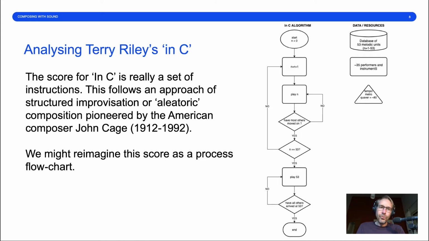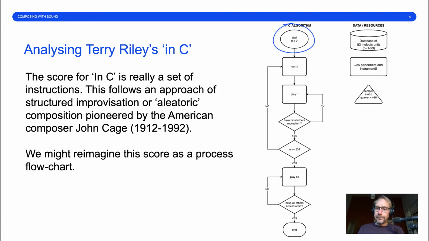And these could be stored in computer memory, for example. The second resource is 35 performers and their instruments. And the final thing that we need is a tempo or a metronome, which could be a conductor or, as we heard in that example, a regular pulse that starts the piece. So let's read through the algorithm.